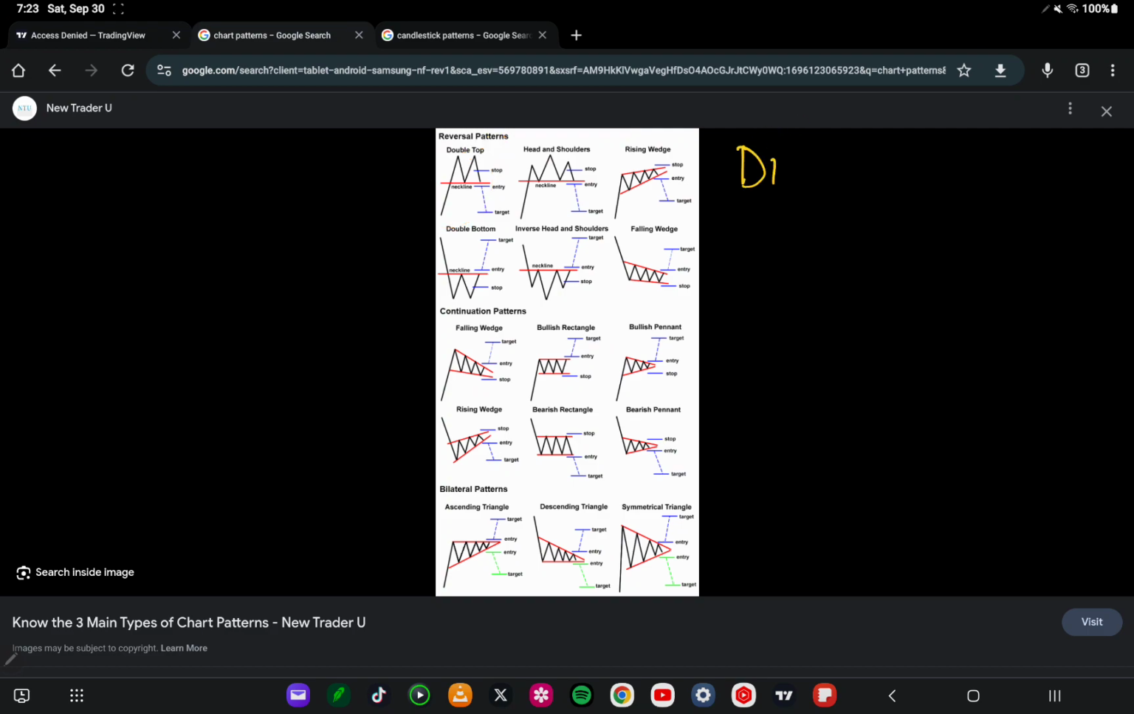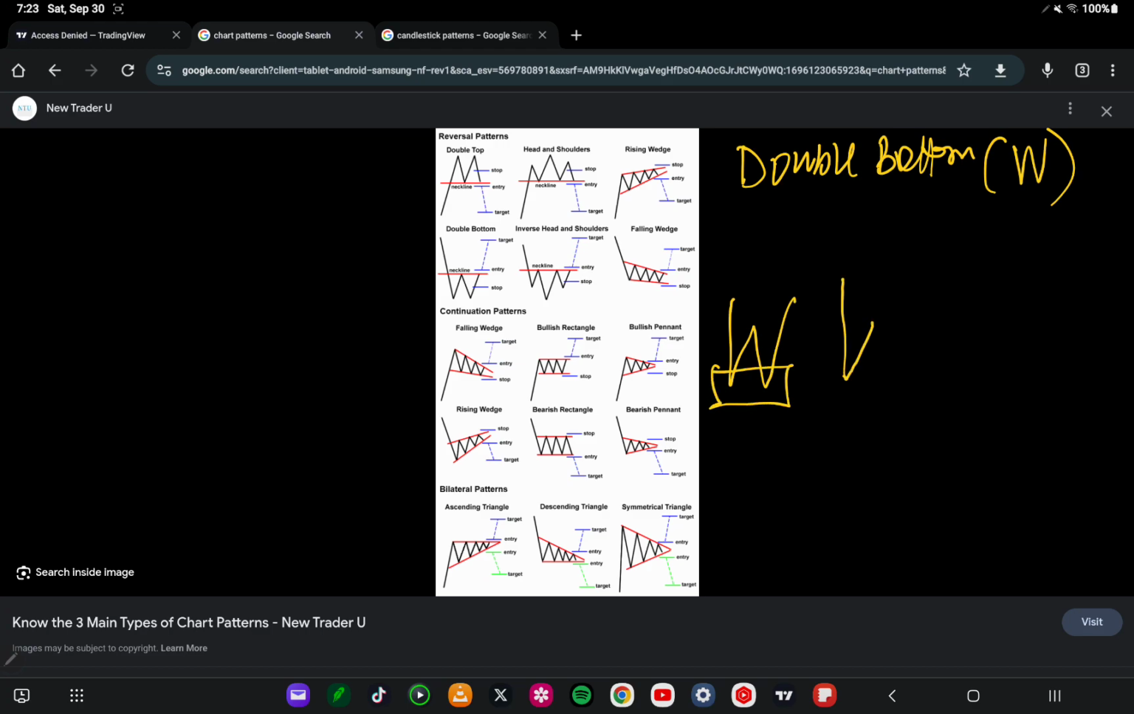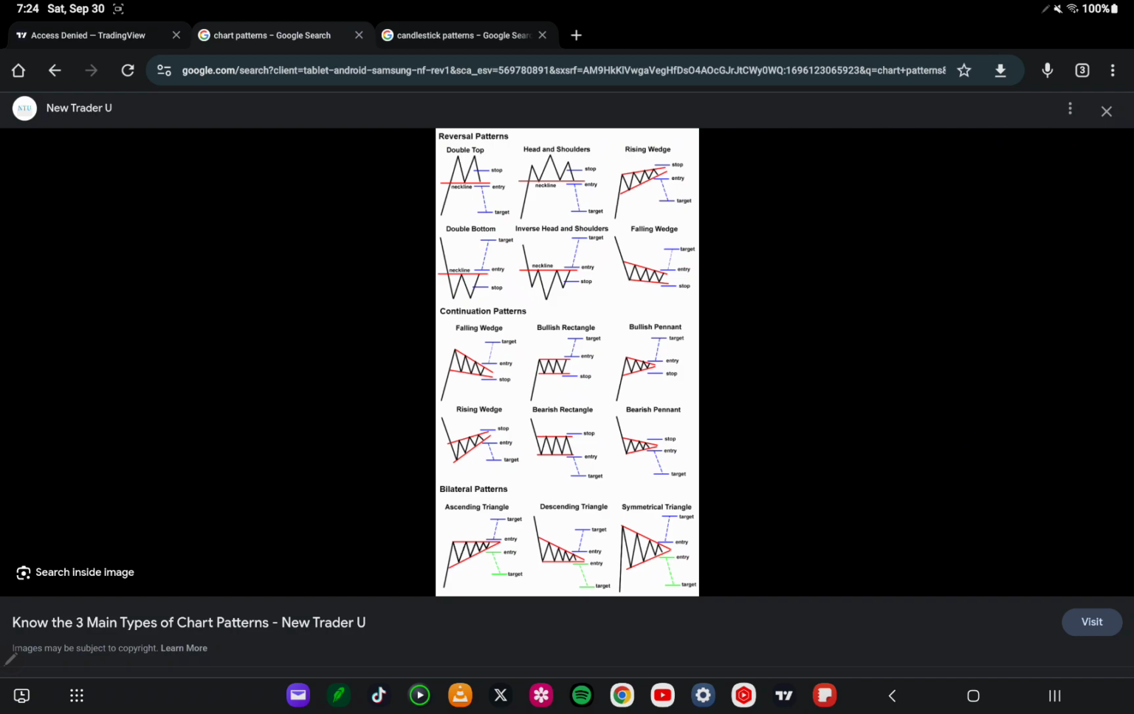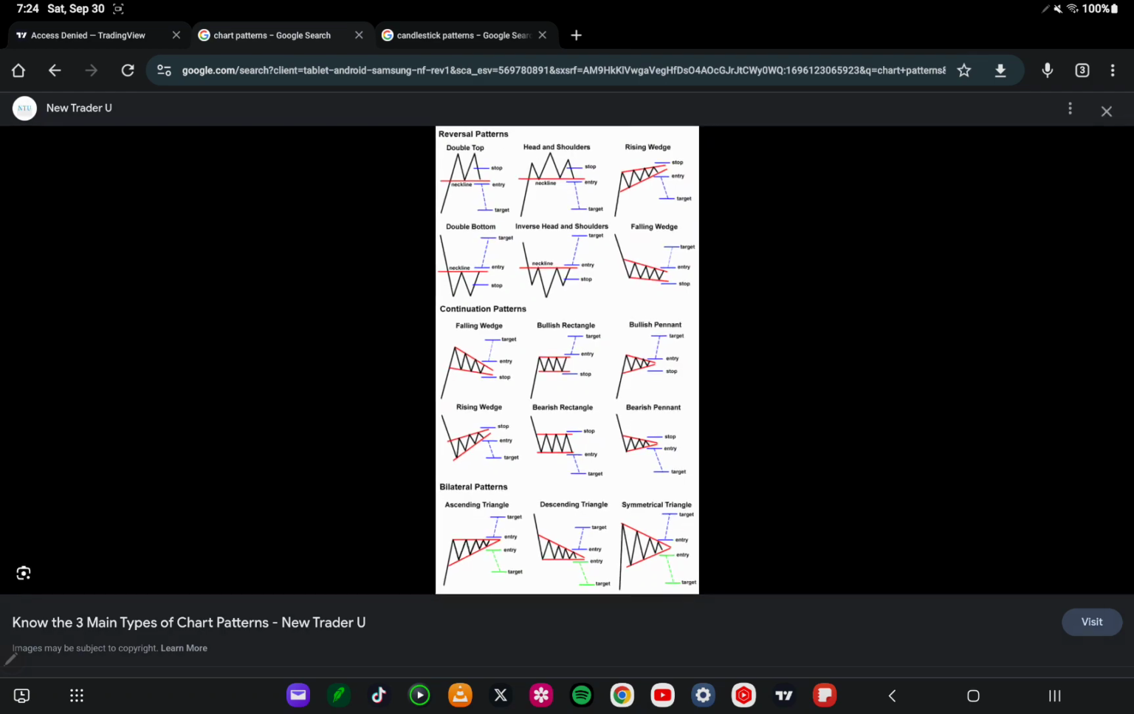So now let's look at the double bottom, which is also called the W, right? So the W can be parallel. Sometimes it can be something like this. It's still called a W pattern. Sometimes it can be something like this. It's still called a W pattern. So it doesn't have to be accurate. So this kind of pattern, you look at it and say, I think we are going to reverse, right?